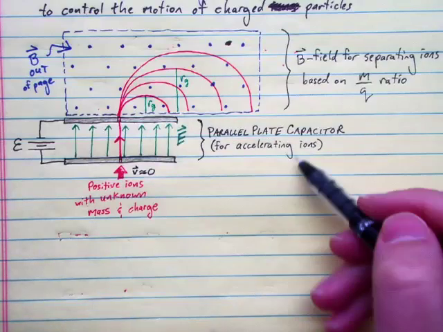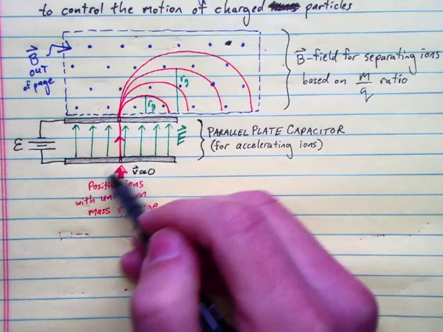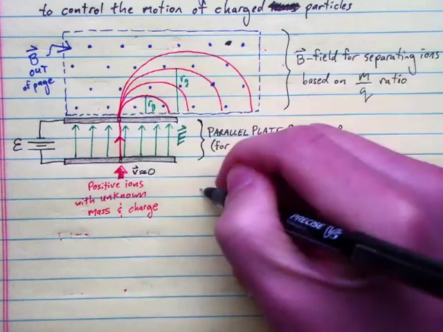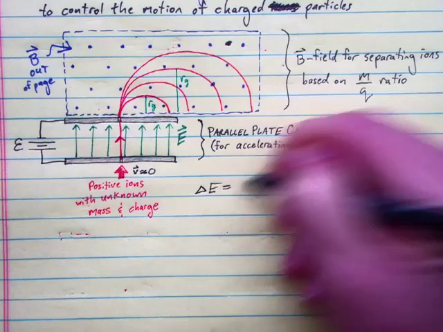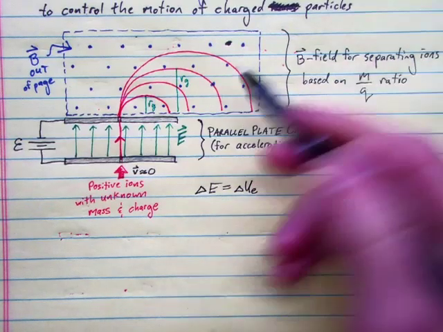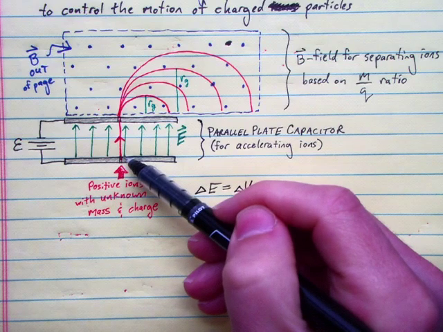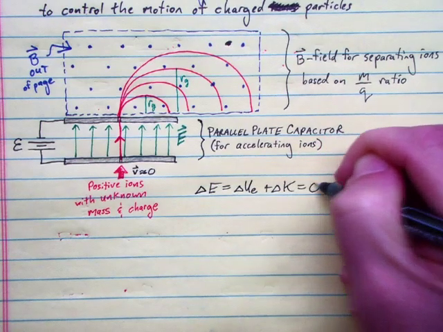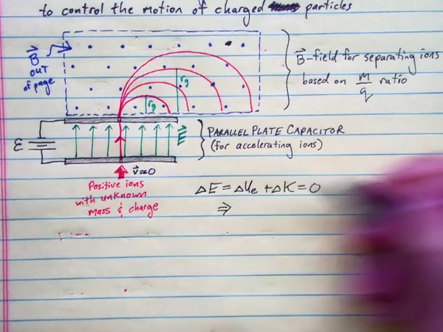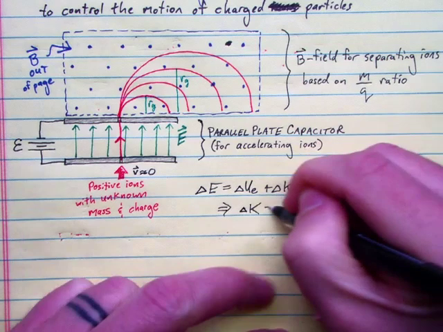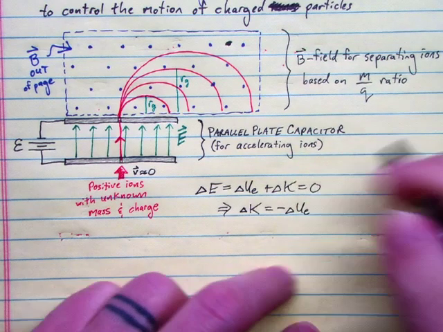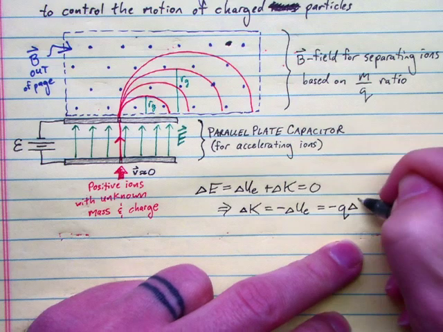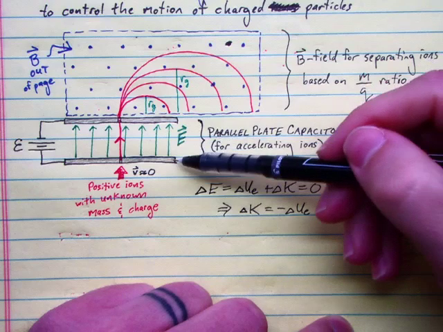Starting here with the parallel plate capacitor part, if our ions start very nearly at rest as they drift in through that small hole, then are accelerated across the plates, we can use conservation of energy to show how the electric potential energy the ions have at this plate is converted into kinetic energy by the time they reach that plate. So delta U plus delta K is 0. That implies that the kinetic energy gained by our ions is the opposite of the change in potential energy, which is the opposite of q, the charge of our ions, times the potential difference that they move through as they go from this plate to this plate.